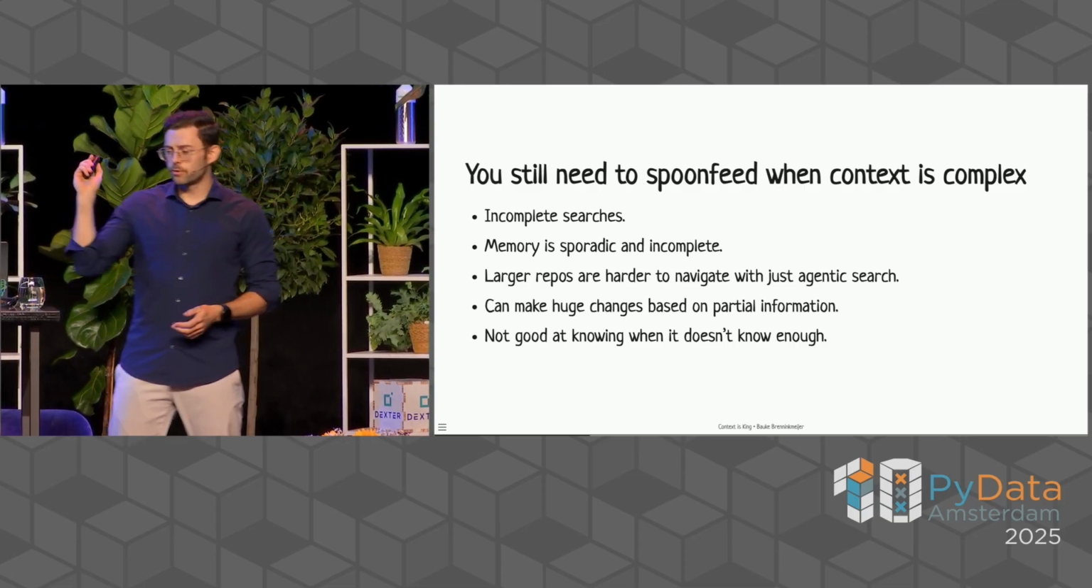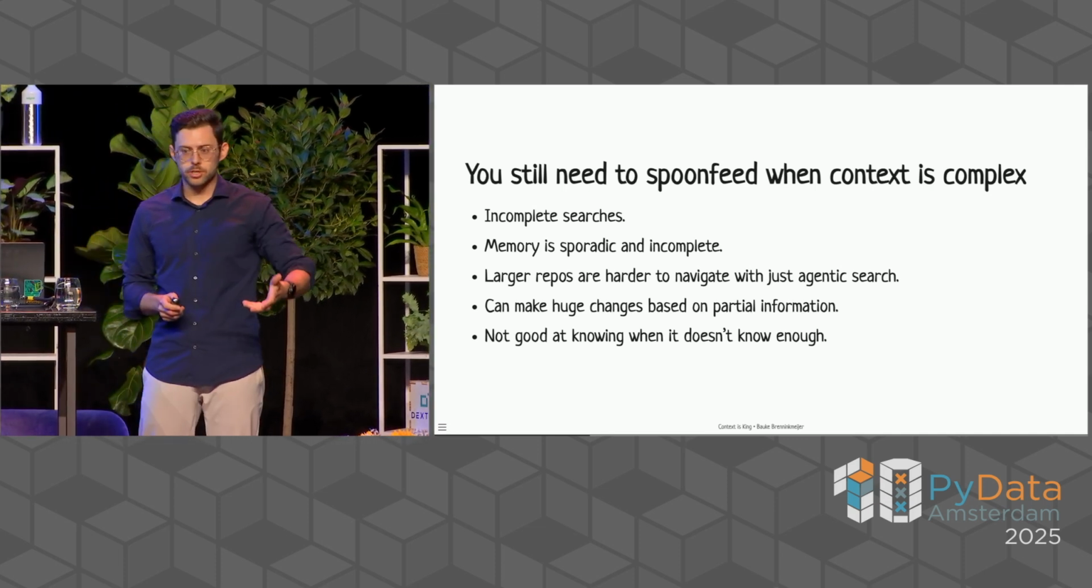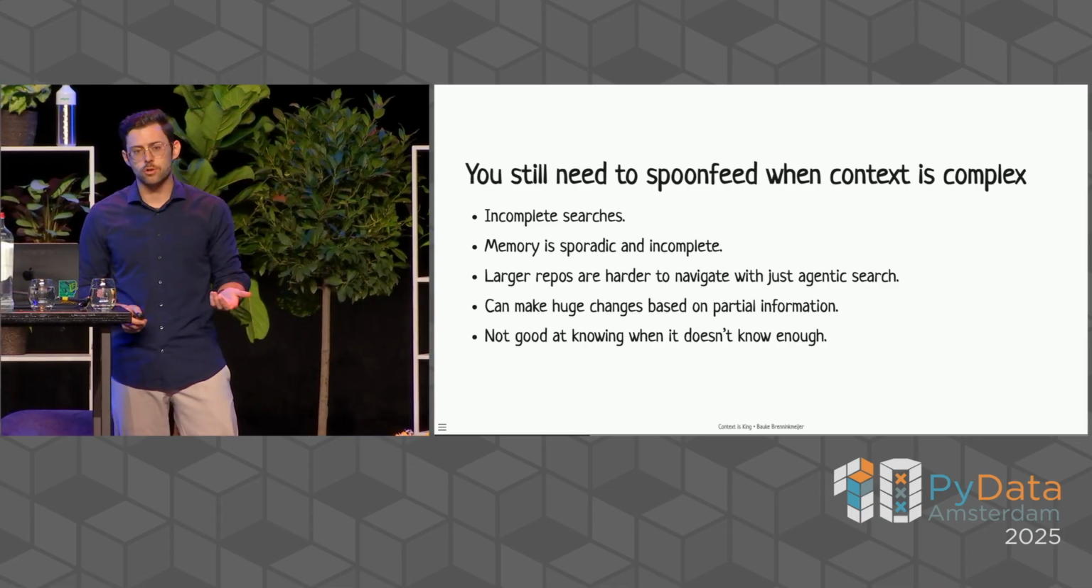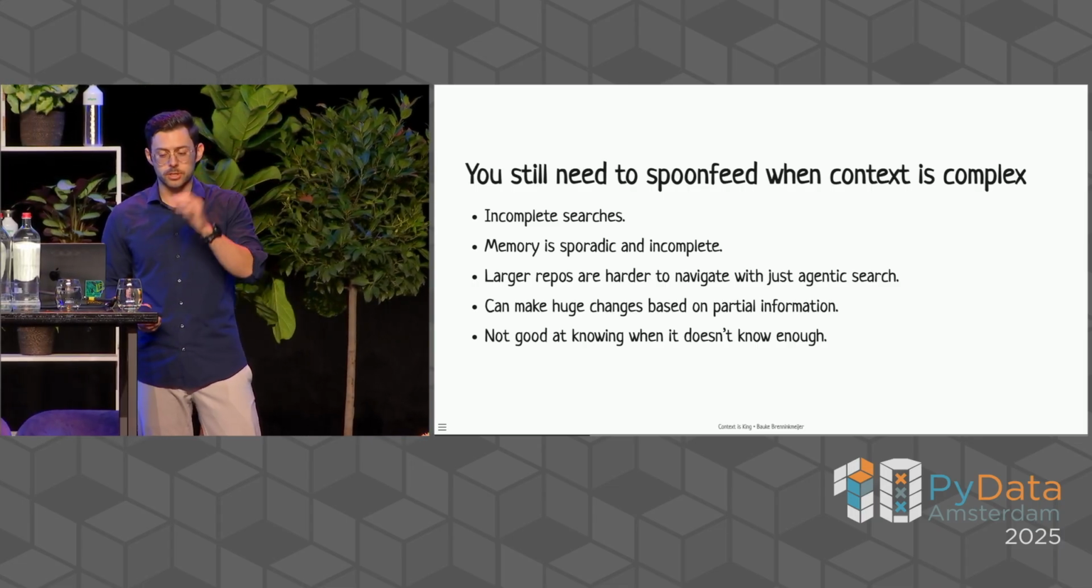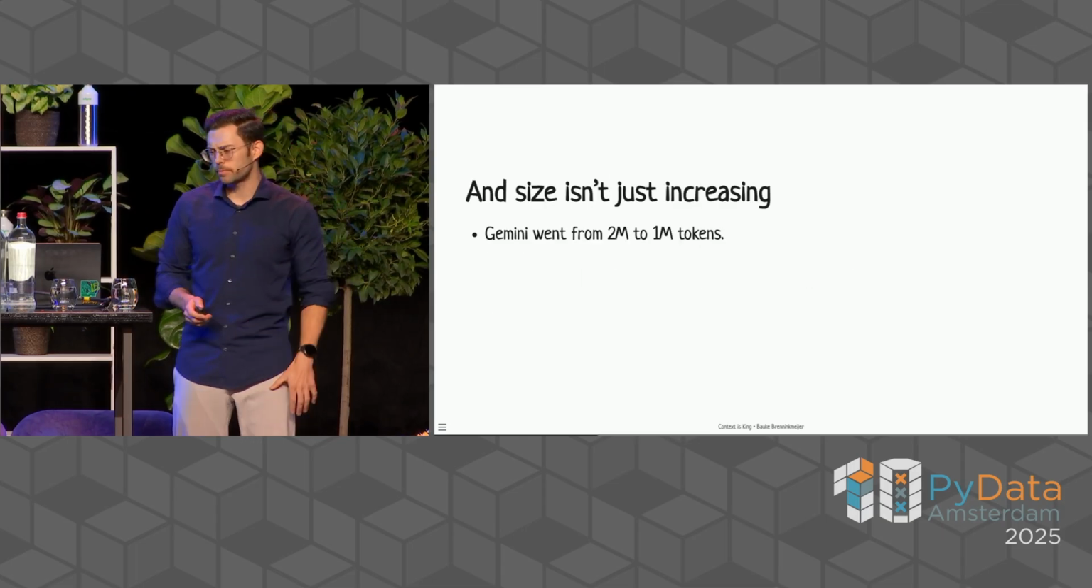So last point, yeah, it's not good at knowing when it doesn't know enough. Asking clarifying questions happens sometimes in deep research, but the models are not tuned to do that structurally, which is, I think, the root cause of many of these problems.